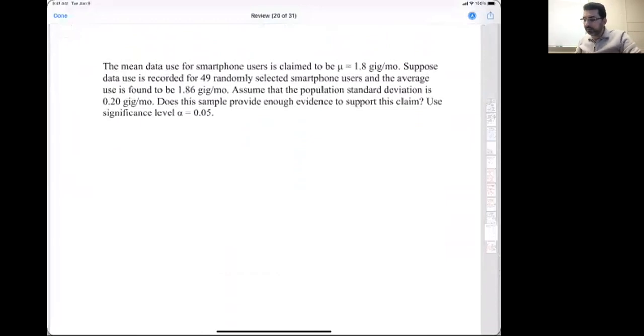The mean data used for smartphone users is claimed to be 1.8 gigabytes per month. Suppose data use is recorded for 49 randomly selected smartphone users and the average use, the mean, so we are talking about mu, is found to be 1.86. So from the sample, we found the X bar, okay? Assume that the population standard deviation is 0.2. Does this sample provide enough evidence to support this claim?